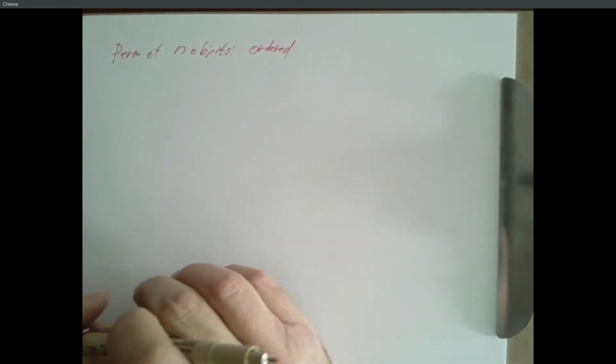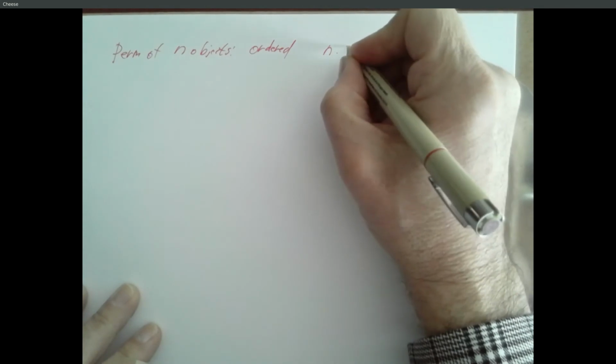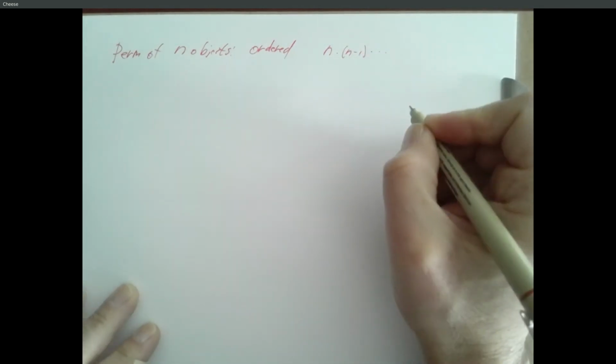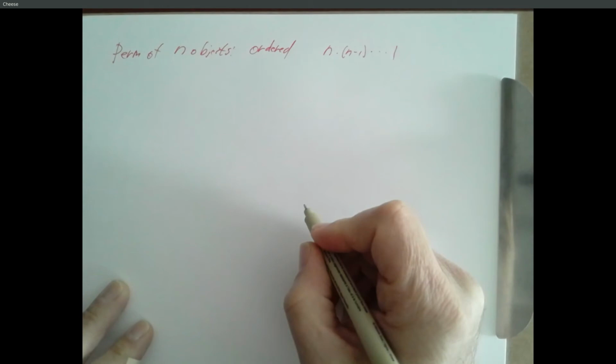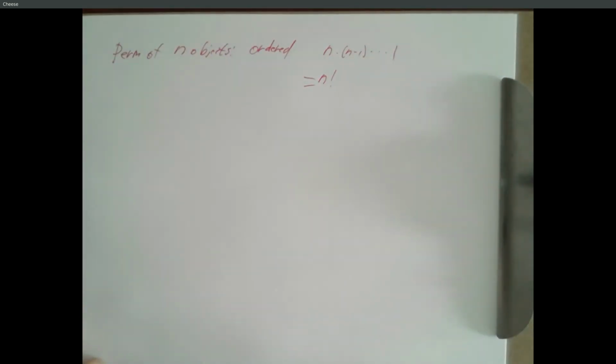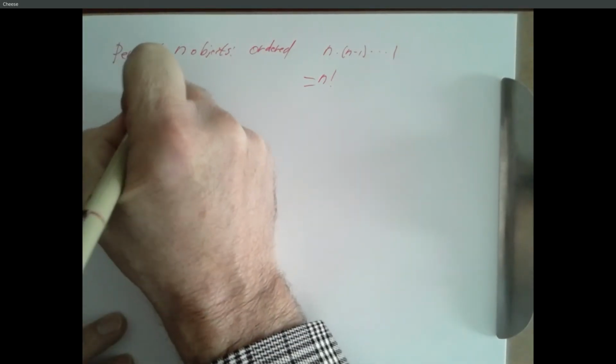So the number of ordered arrangements of n objects. We can find that number by using the product rule. We have to pick a first element, a second element, a third element, and so on. The number of ways to pick the first is n, the number of ways to pick the second is n minus 1, and the number of ways to pick the last element will just be 1. So this is just good old n factorial. So that's maybe P of n.